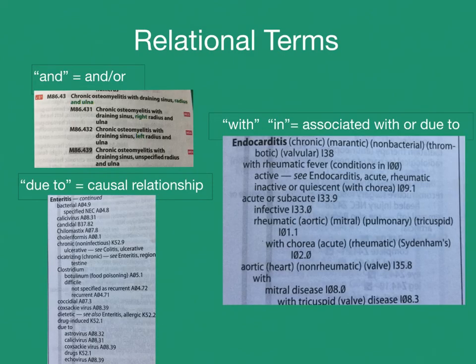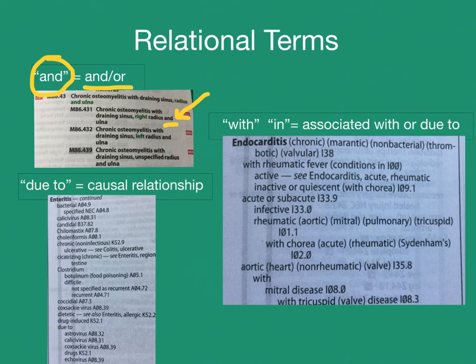A few relational terms from the code book to have on your radar screen. In the tabular list, the term and really means and or. So for example, let's look at an example here from the tabular list again: chronic osteomyelitis with draining sinus, right radius and ulna. But really, and means and or.